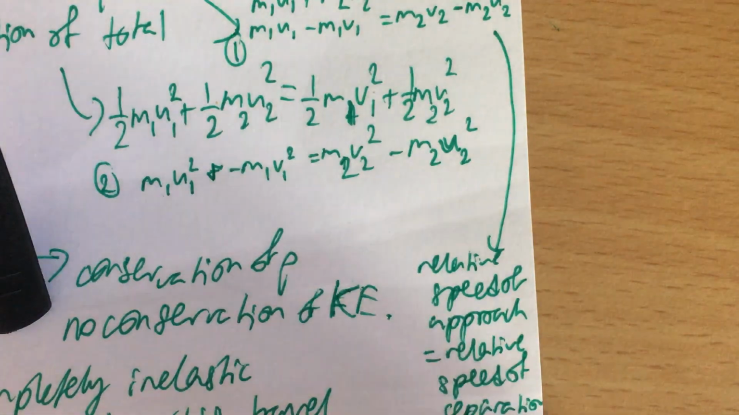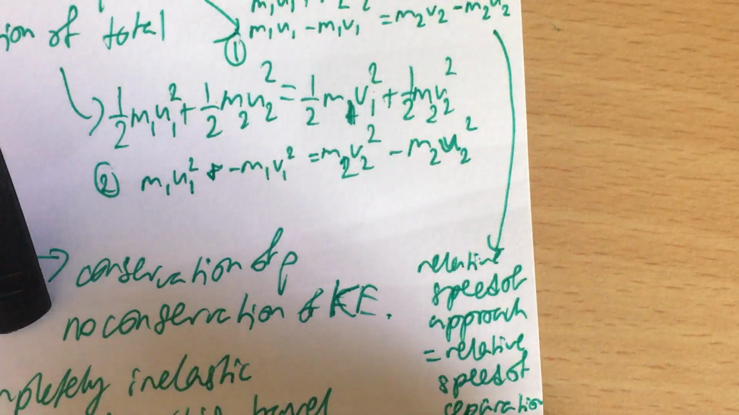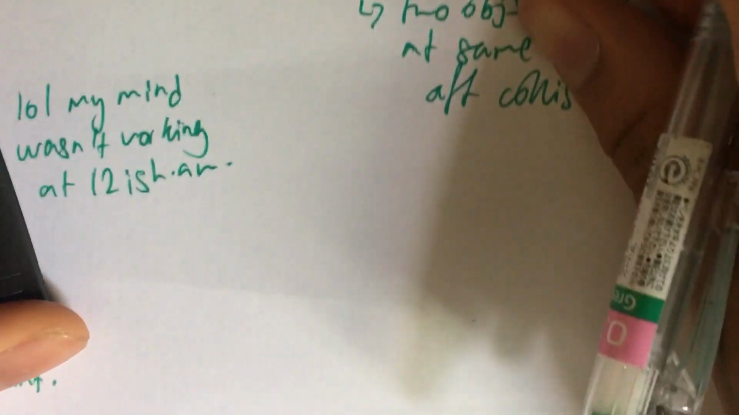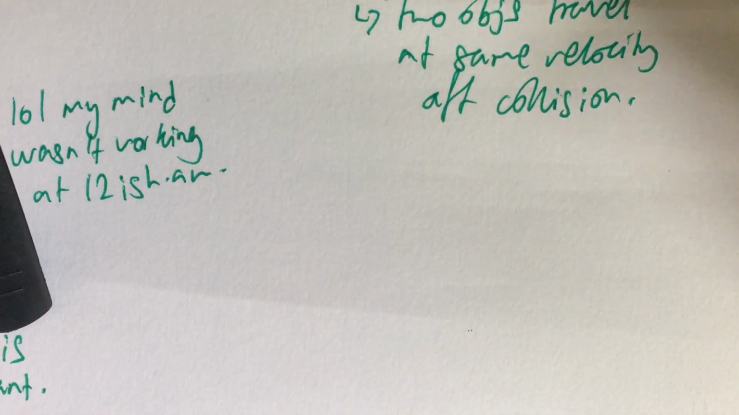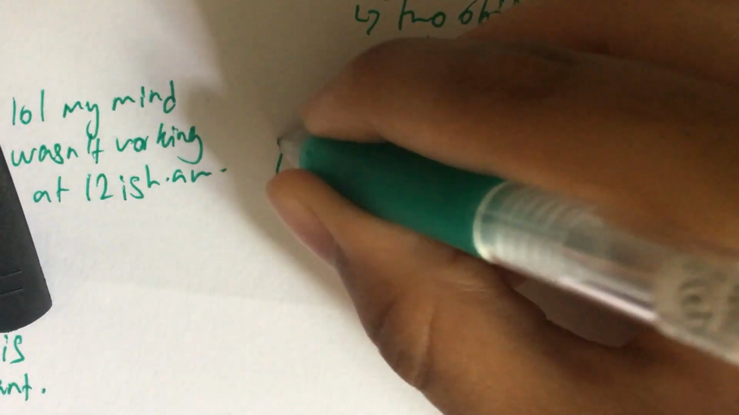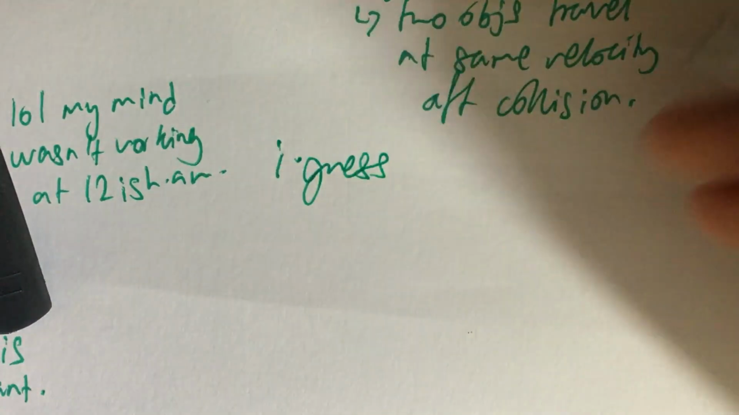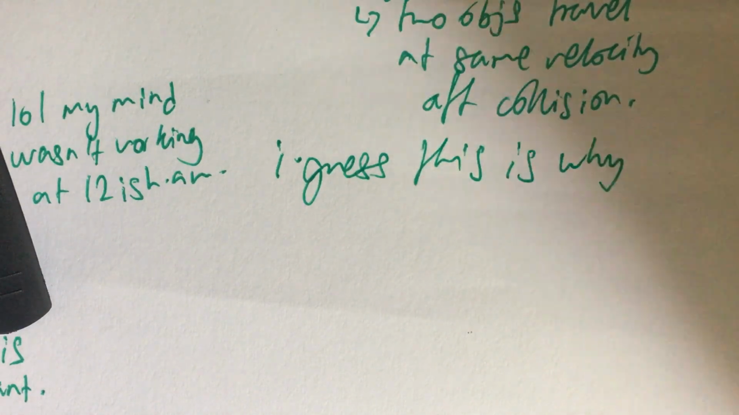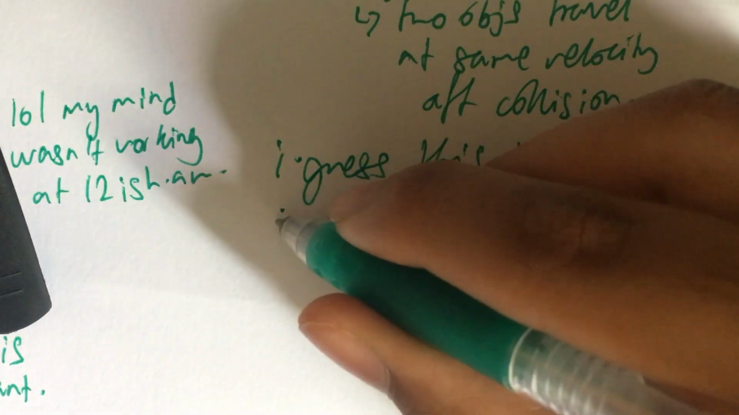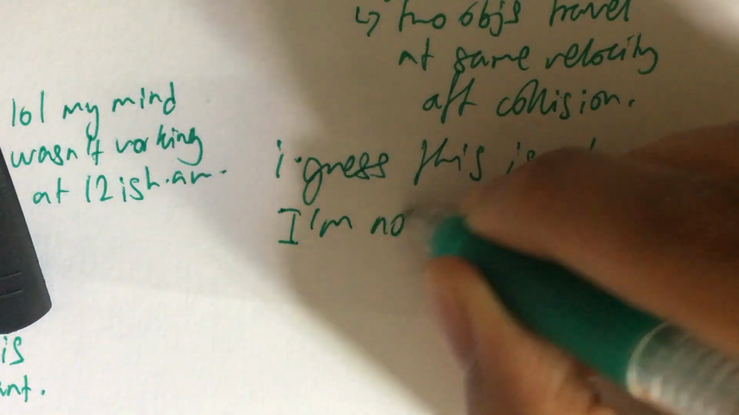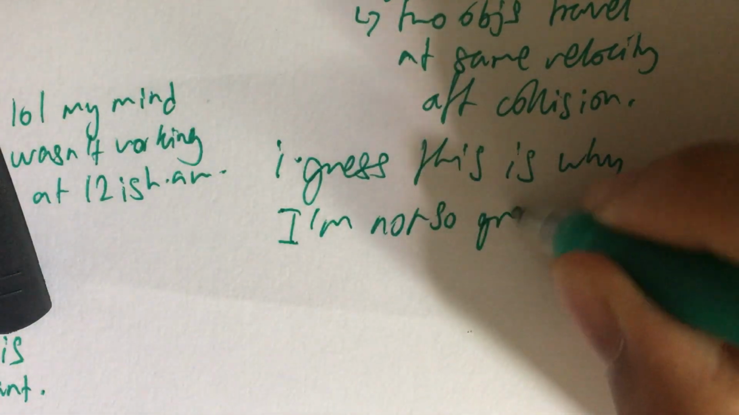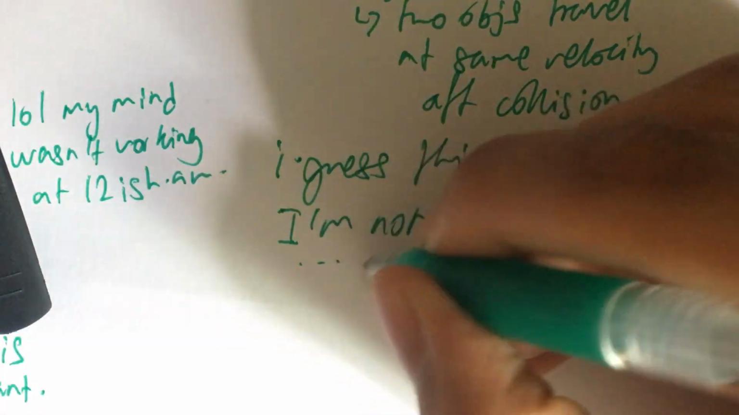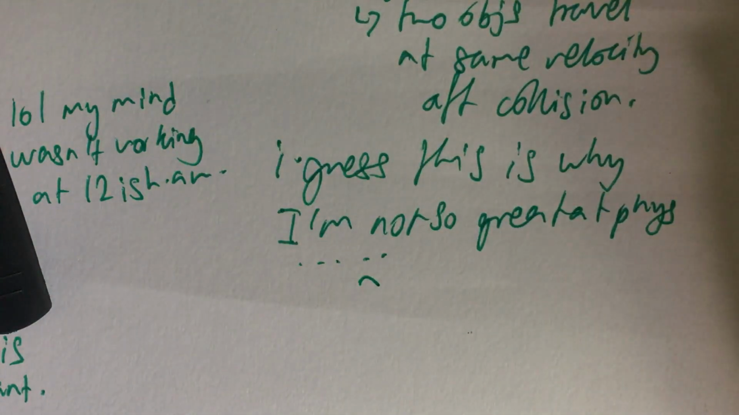So the momentum is always conserved, but the kinetic energy will change if it's not elastic. For the elastic one, you can use both the speed of approach and speed of separation, as well as the sum of kinetic energy remaining the same. But for the other two, you cannot use the kinetic energy, but you can use conservation of momentum. Don't use the speed of approach and speed of separation, because that only works for elastic collisions.